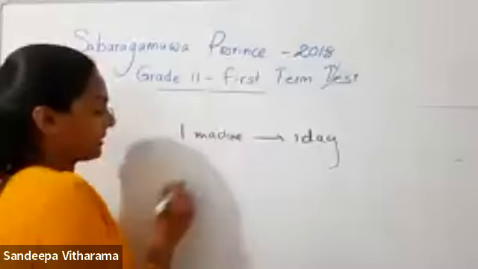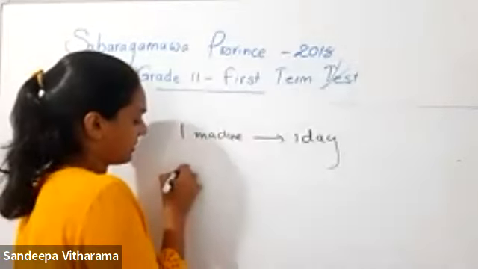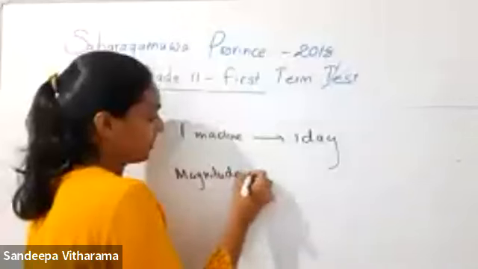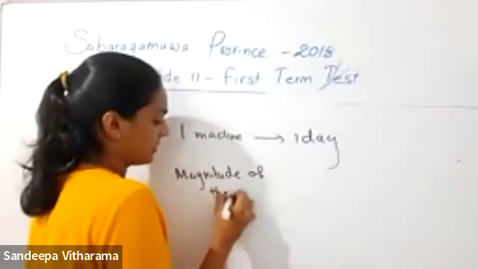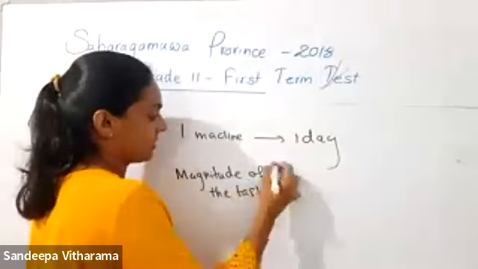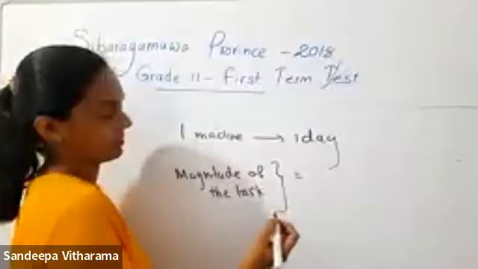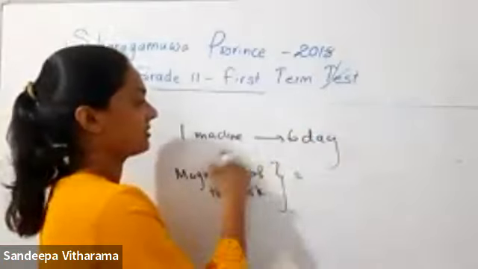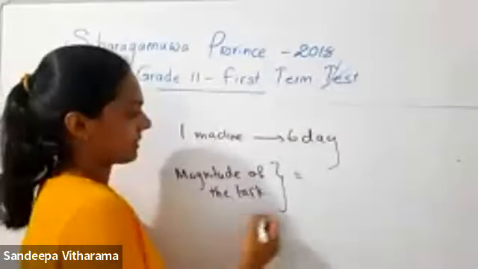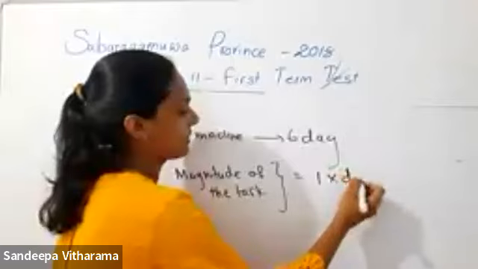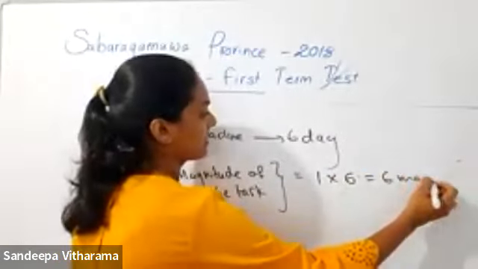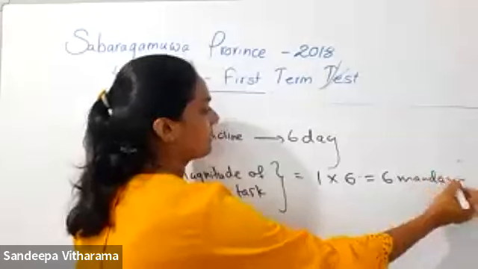Okay, then if you find the magnitude of the task, here it should be 6 days, no? One machine, 6 days. Magnitude of the work equals 1 times 6. So 6 man days.